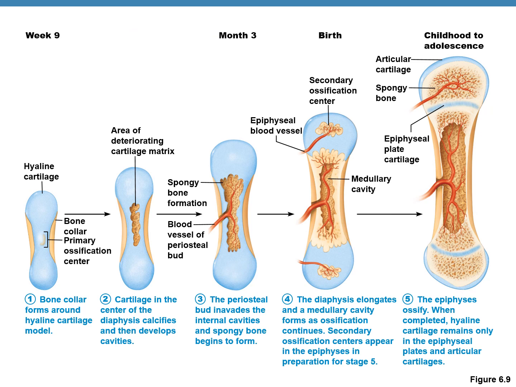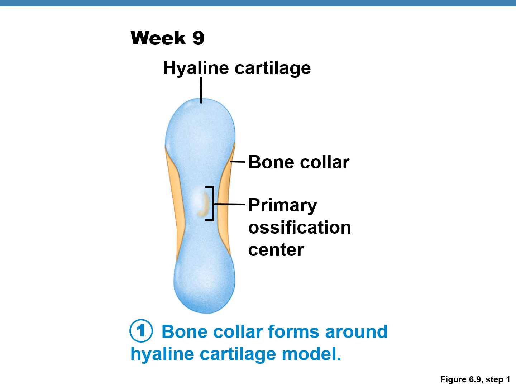So on this diagram, you can see all 5 stages of endochondral ossification. We will look at each one and then get back to this diagram. So here you can see week 9 of embryonic development, and what's going to happen first, we have the model. So here you have the hyaline cartilage model of the bones already.